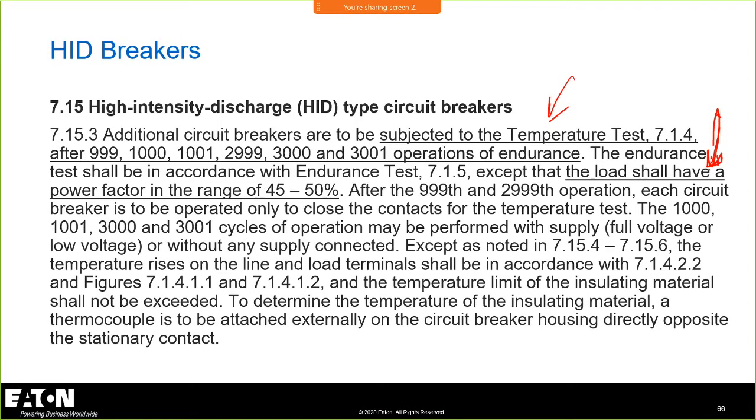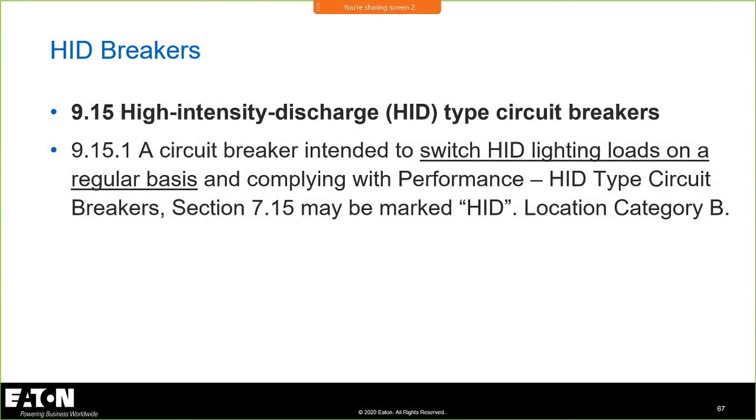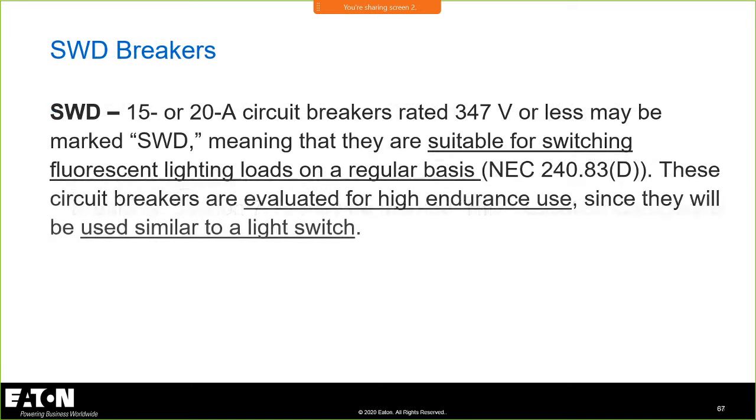If you understand that waveform that I was showing you in the X to R ratio, you're understanding now the difference between the voltage and current that we're trying to stop the flow of current on. And then you have the cycles of operation down here that we have to do, and that's all in the high intensity discharge. A circuit breaker intended to switch HID lighting loads on a regular basis and complying with the performance may be marked HID. If it's not marked HID, then it shouldn't be used on an HID type of load.